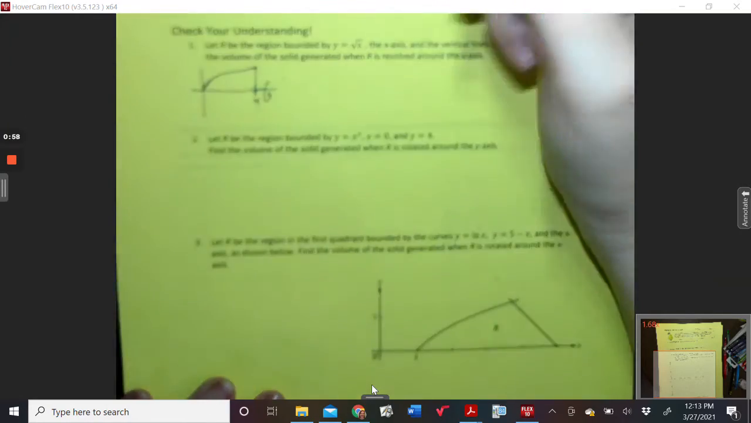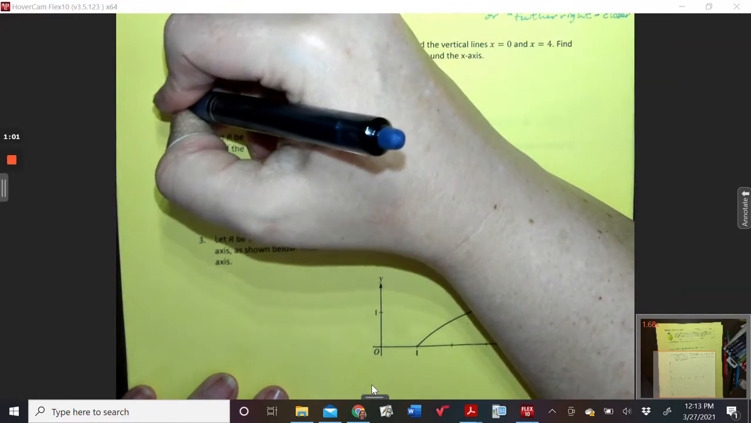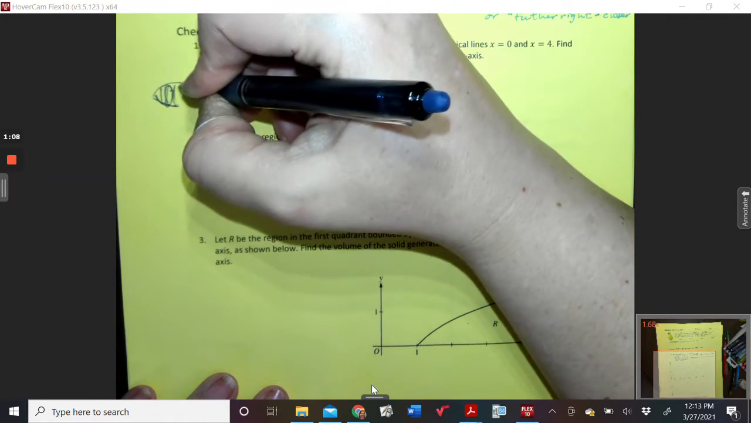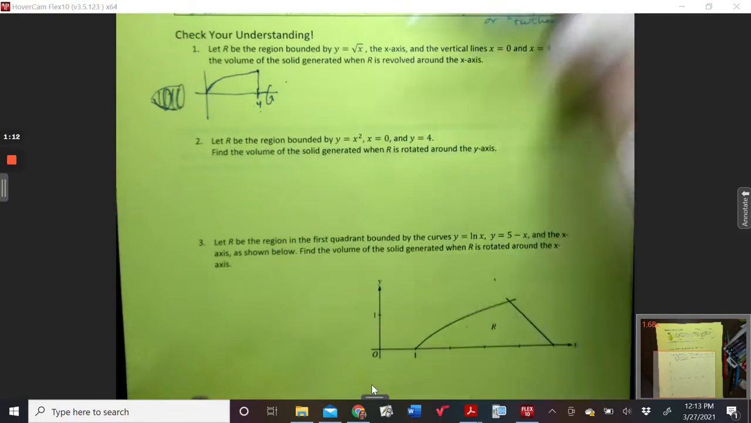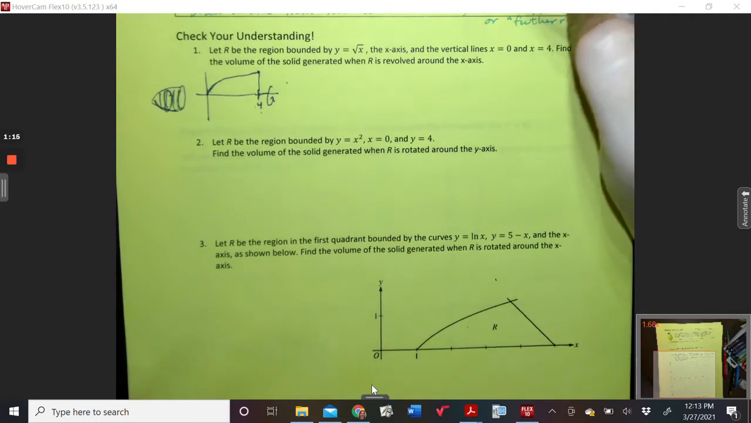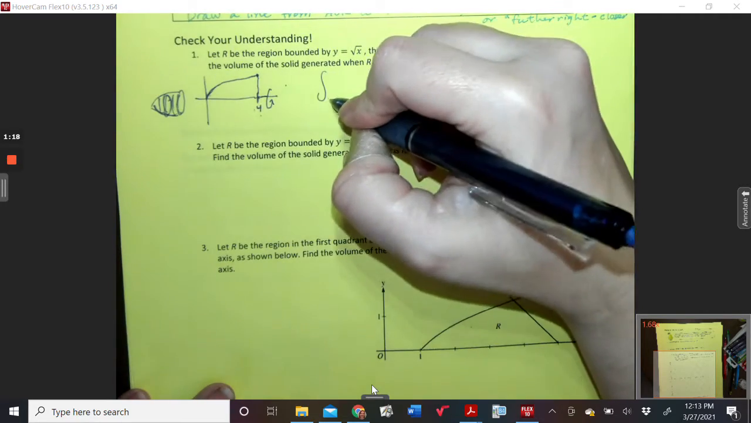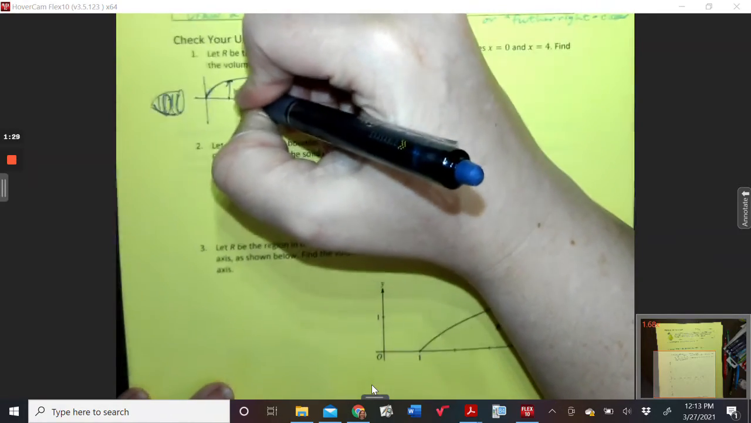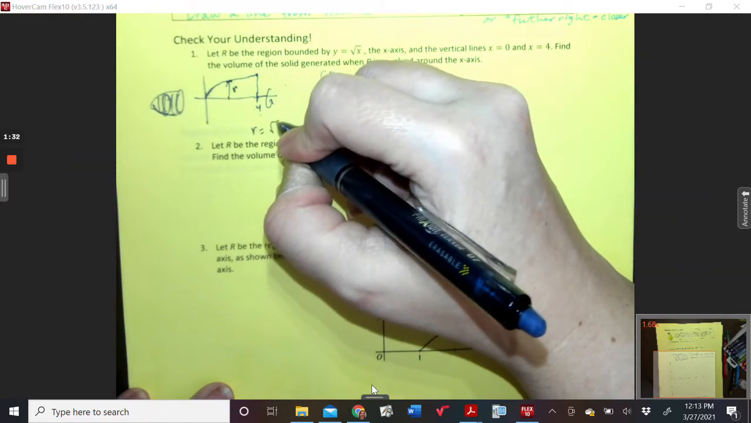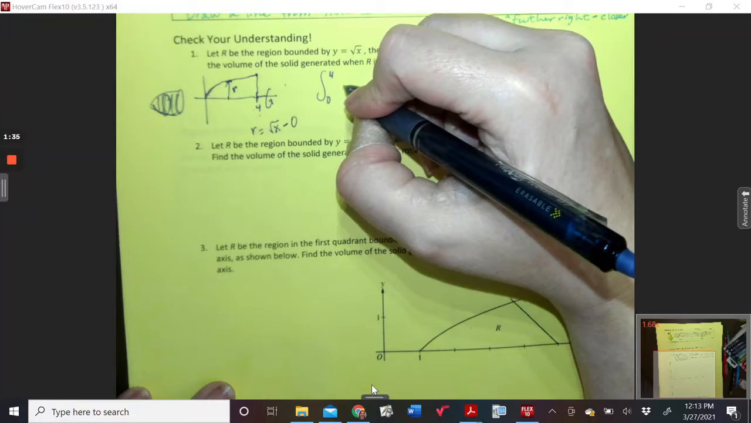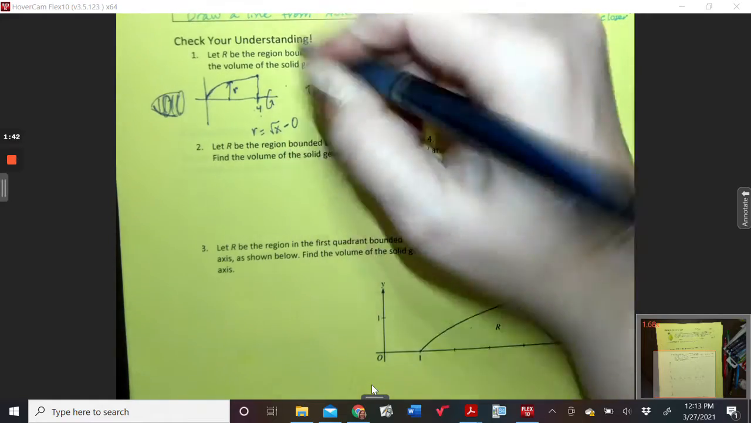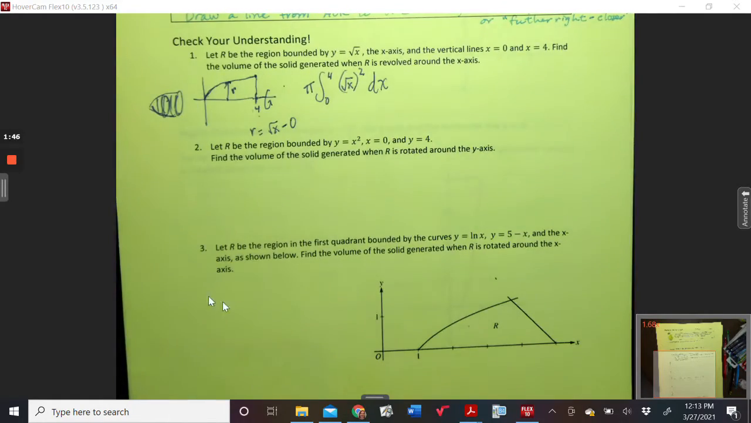So when I was a kid, I used to always draw them. I'm really bad at drawing the shape, but the idea would be that this would become kind of this circular shape like so. Okay, after we spun it. So we're going to be getting whole circles. And so we're going to have the integral from 0 to 4 of the square root of x, radius. This is r. So r equals the square root of x minus 0. So square root of x squared dx, and then pi goes out here. Pi r squared dx.